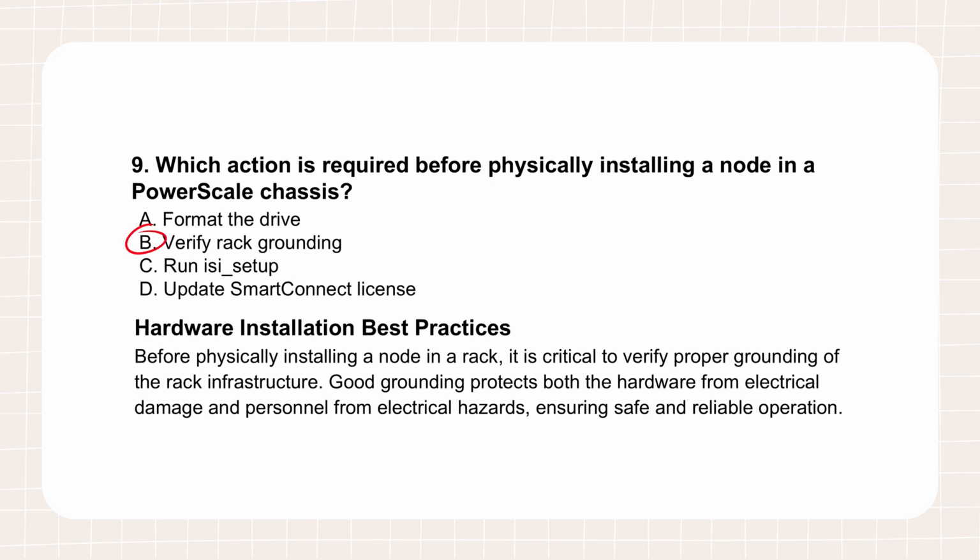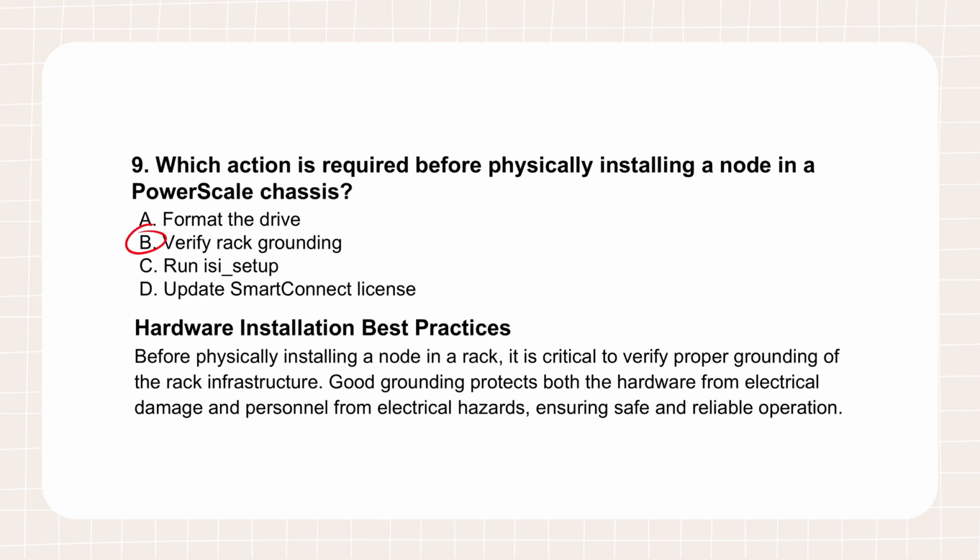Paramount. Grounding protects both the expensive hardware and the personnel working on it. It prevents electrical faults, static discharge, which can fry components instantly, and potential damage or injury during the installation process. It really is the first line of defense for electrical safety, and honestly, sometimes overlooked in the rush to get new gear online. Don't skip the grounding.